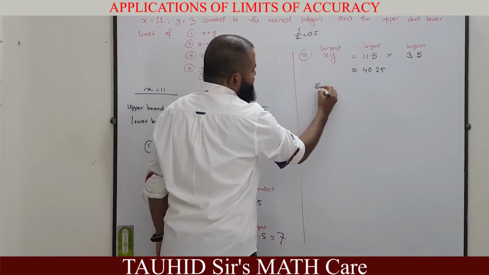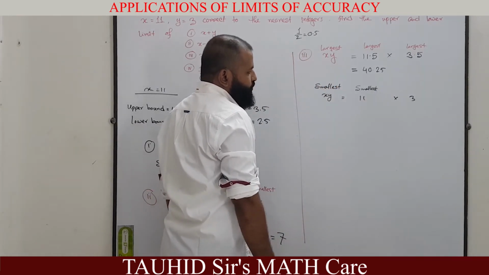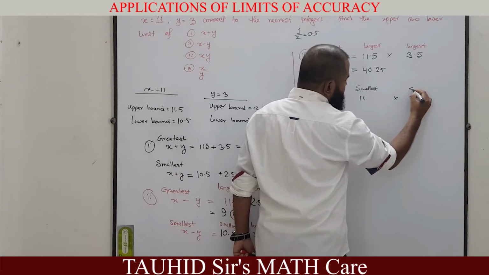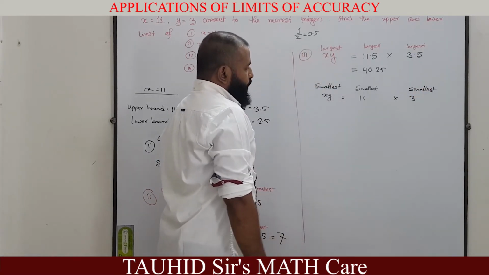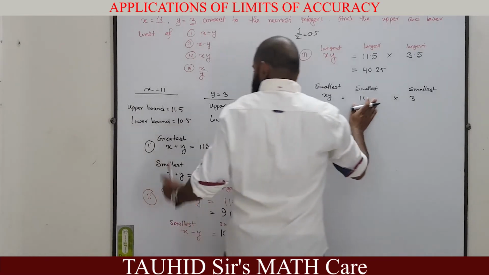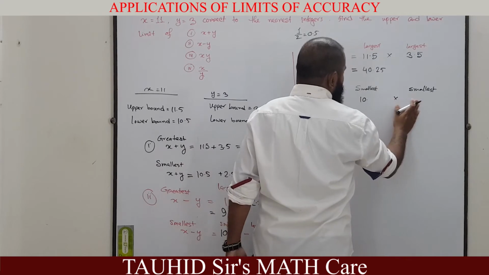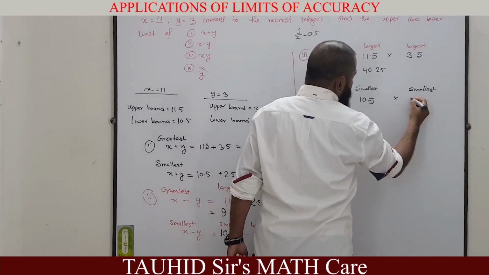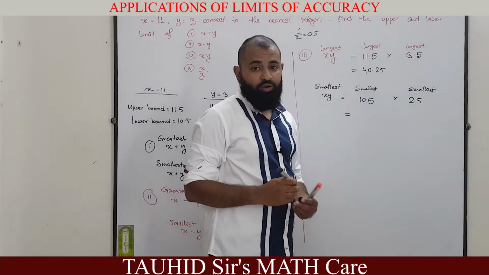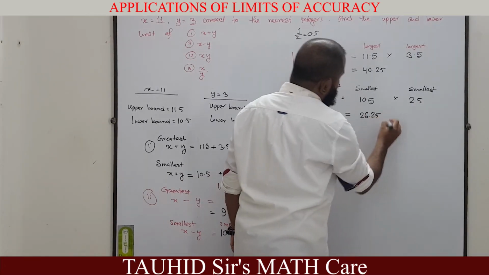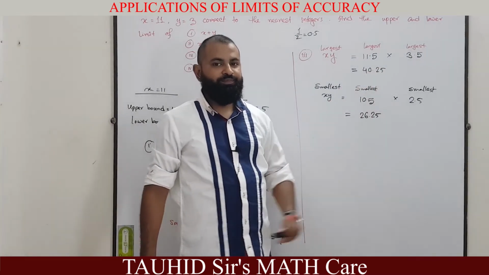And what about the smallest value of xy? To have the smallest value of xy, we must use the smallest value of x and the smallest value of y. What is the smallest value of x? Here you can see that this is 10.5, and you must have memorized already that the smallest value of y is 2.5. If we multiply them, we get the value 26.25, which is significantly smaller than this.